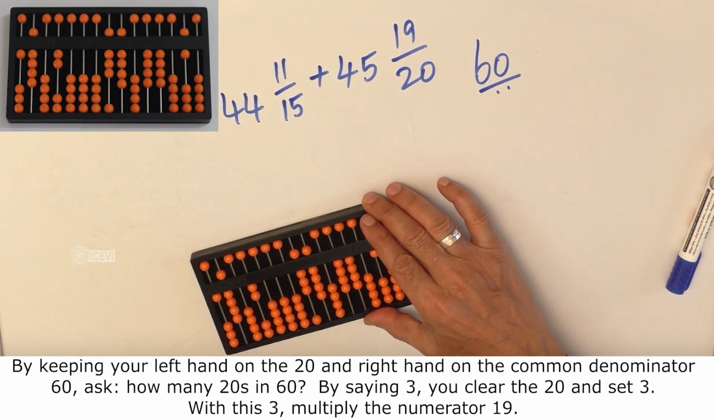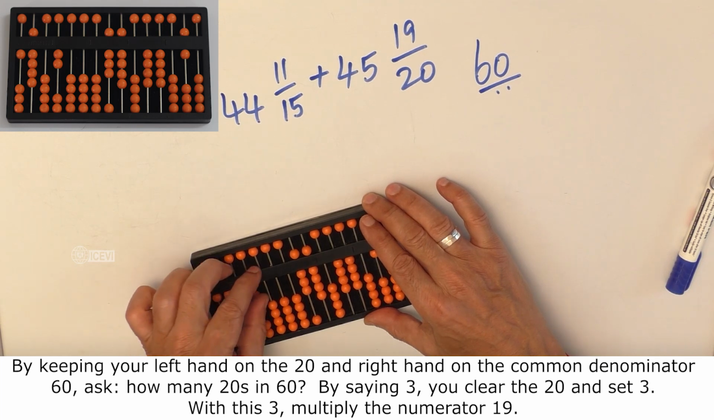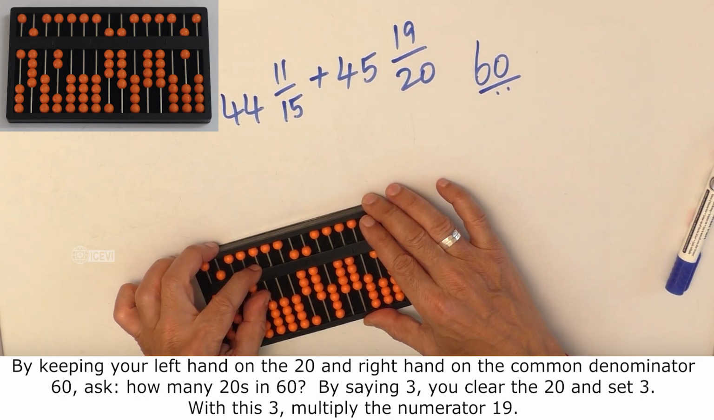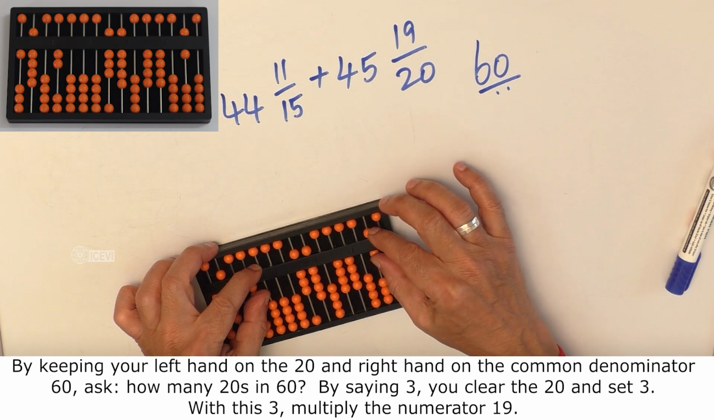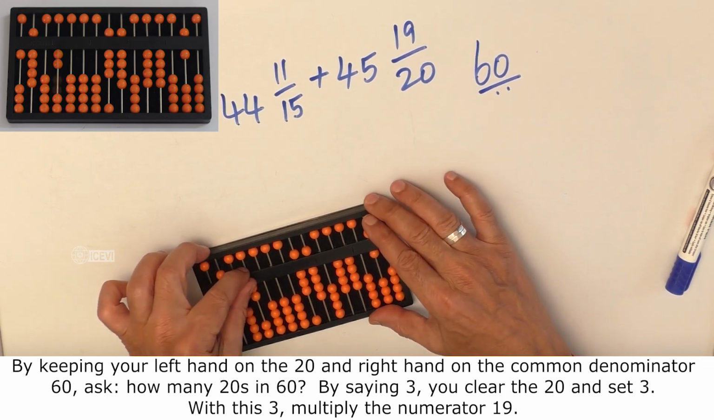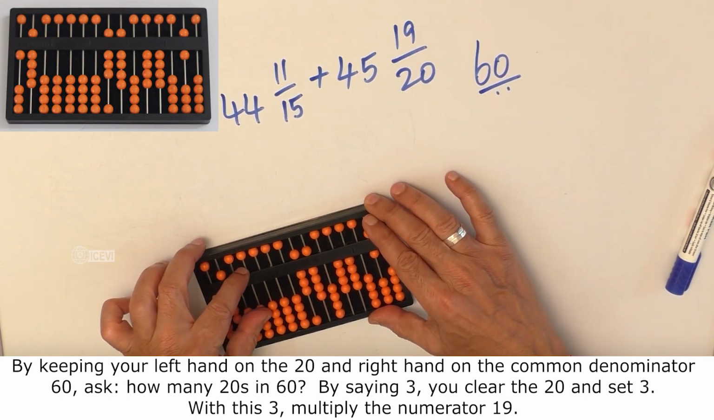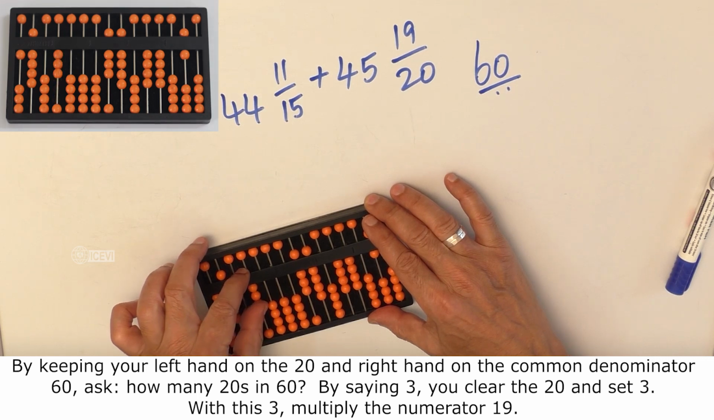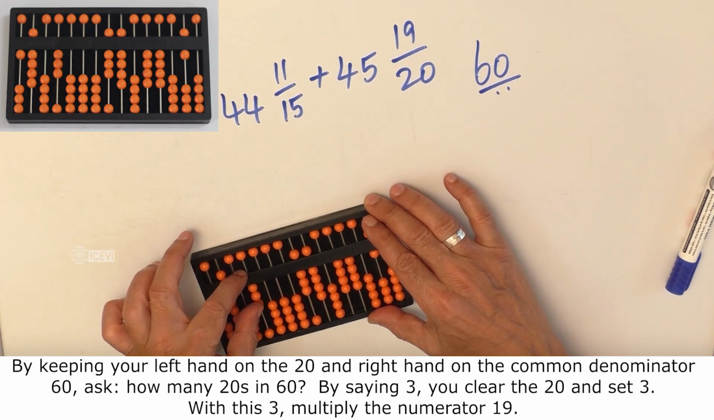By keeping your left hand on the 20 and right hand on the common denominator 60, ask how many 20s in 60. By saying 3, you clear the 20 and set 3 there. With this 3, multiply the numerator 19.